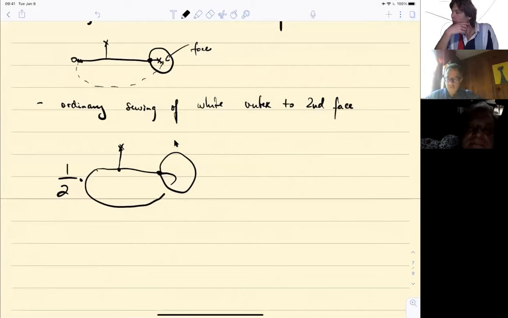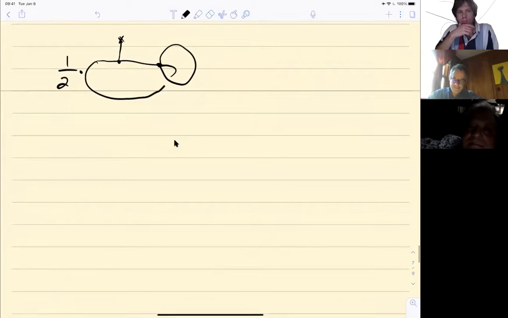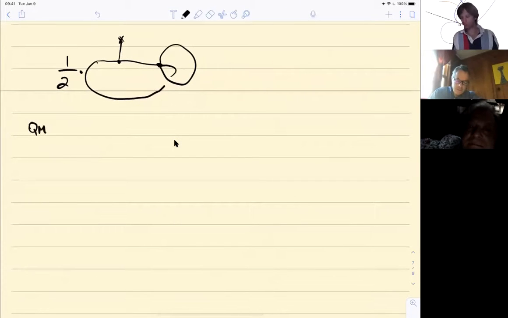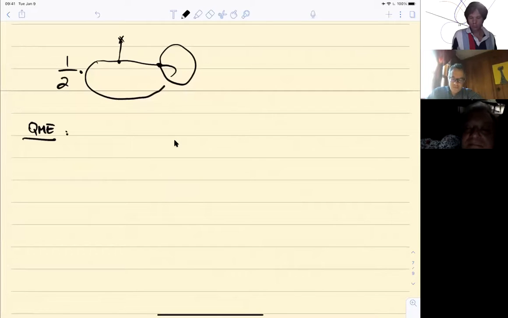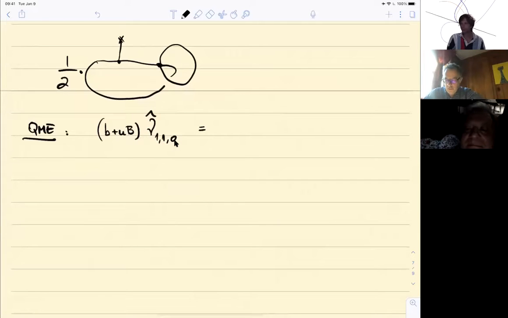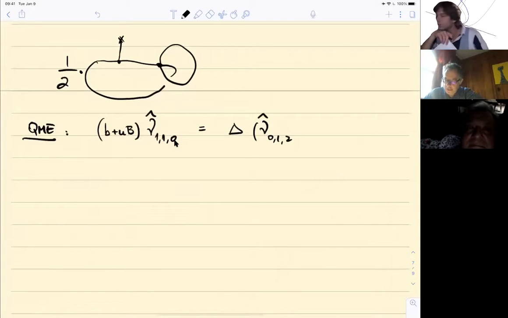Now I'm going to do the last question. So what is the quantum master equation that I need to solve? So when I break it down by powers of h bar and lambda, one piece of it looks like this. B plus u big B of V110 hat is equal to delta of V012 hat.